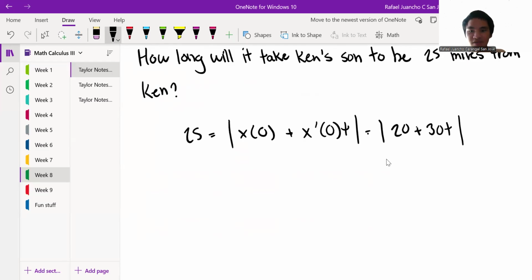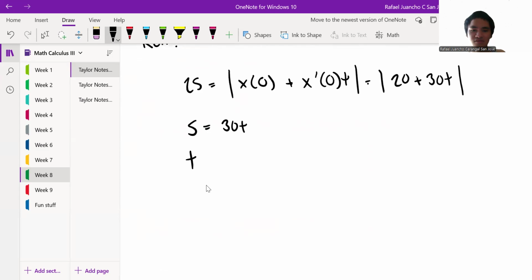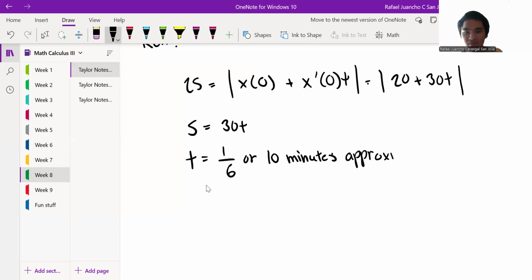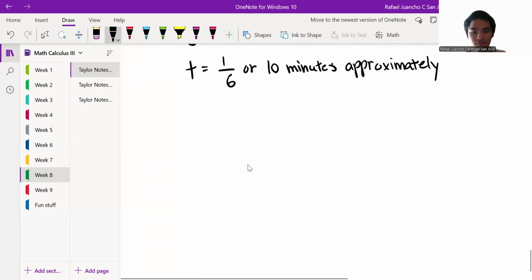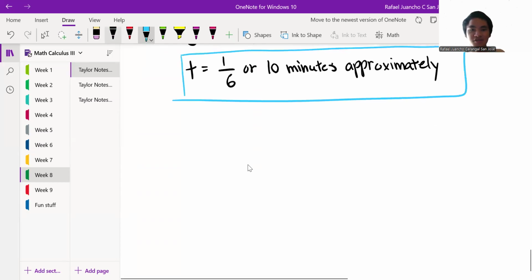So we get 25 minus 20 is 5. 5 over 30, that's like 1 over 6, or 10 minutes, because this is in hours. So 1 over 6 hours is 10 minutes, approximately. Cool. Okay. So that was an easy question, right? Because it's just algebra.